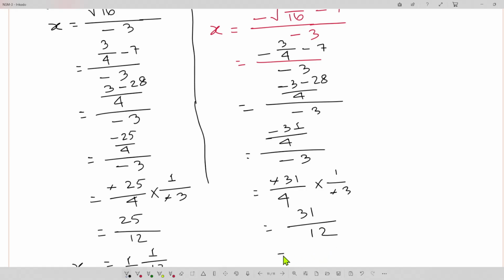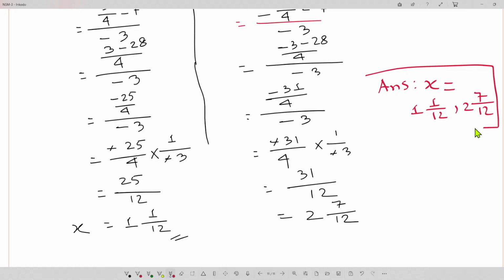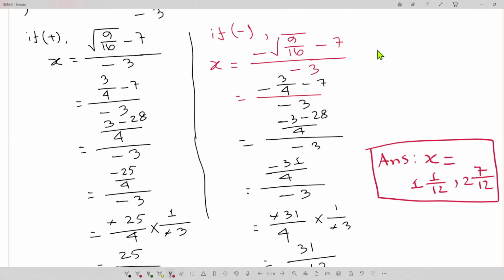So what will the answer be? 2 times 12 is 24, it means 2 and 7 by 12. So finally we get x equals either 2 and 1 by 12 or 2 and 7 by 12. This is our answer.